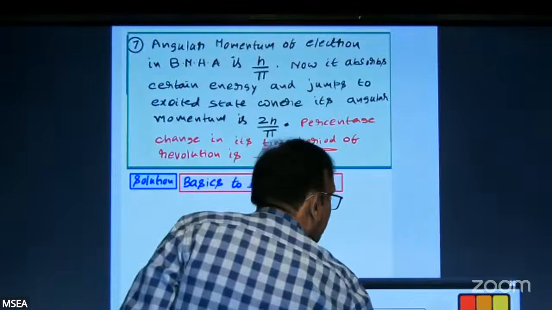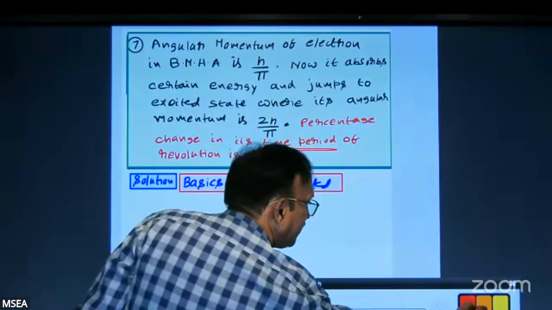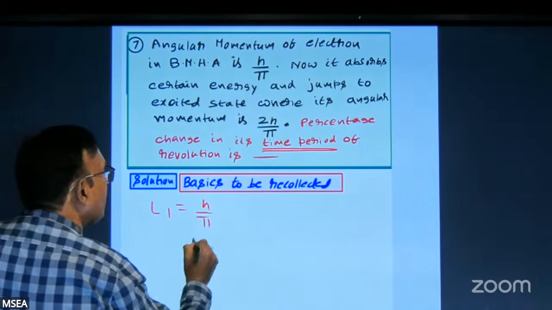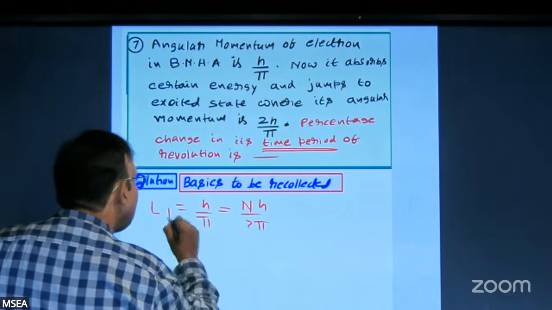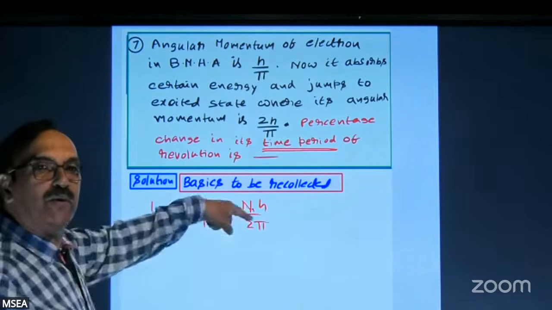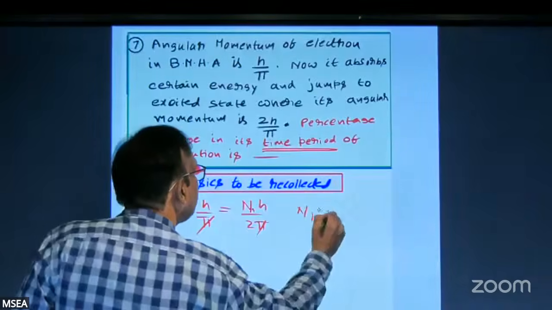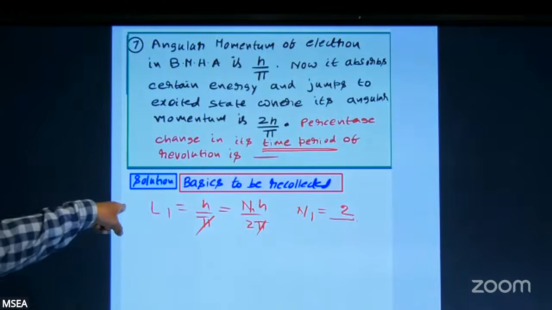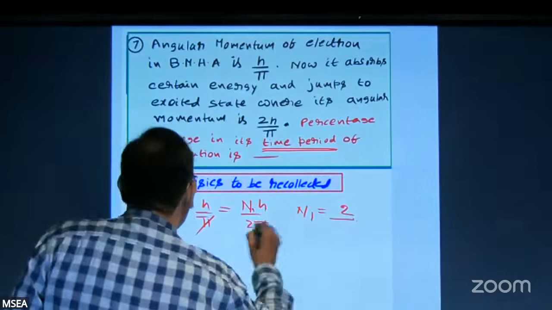Now see here. Coming to the first point, listen. First, what is the initial angular momentum of the electron? The initial angular momentum is h by pi. All of you know the formula for angular momentum is nh by 2 pi. For the initial angular momentum you have to write n1. Initial angular momentum is n1 h by 2 pi. Pi gets cancelled, h gets cancelled, so n1 comes out to be 2. That's the first point: the initial angular momentum is given as h by pi, and from that you got the initial orbit number.